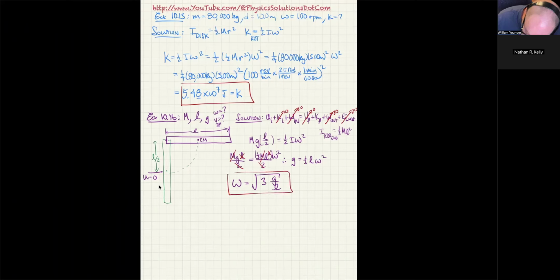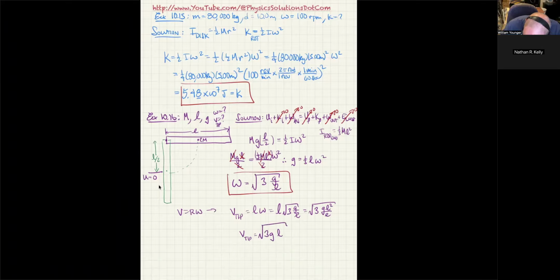Now I'm going to use v equals r omega, which tells me that v tip is equal to L times omega, which equals L times the square root of 3g over L. If you wish to pull the L inside the square root, all you have to do is square it. So this is going to become the square root of 3g L squared over L. That's an L down the bottom. So finally, I get the velocity of the tip is equal to the square root of 3gL.